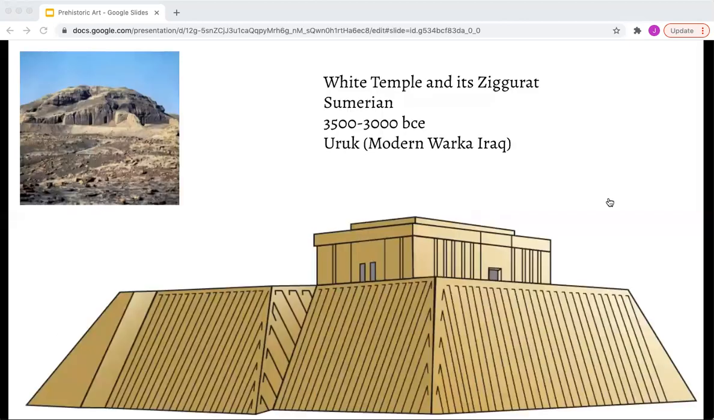Our next work is the one we are going to jump into our Unit 2 content area for. This is the White Temple and its ziggurat. This is Sumerian and found in Uruk. And this is from around 3517 to about 3358 BCE. And Sumer and Uruk are in what is modern-day Warka, Iraq.